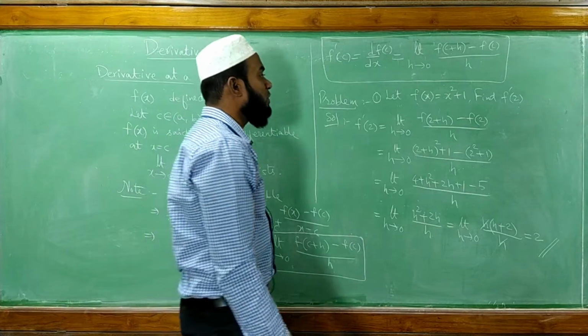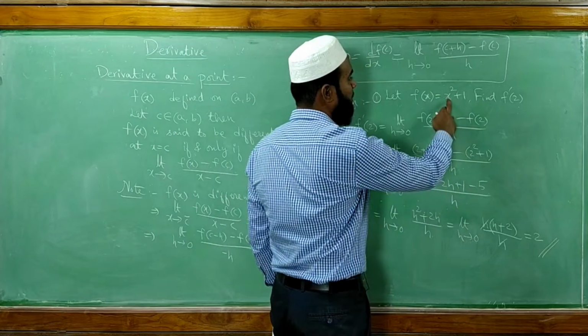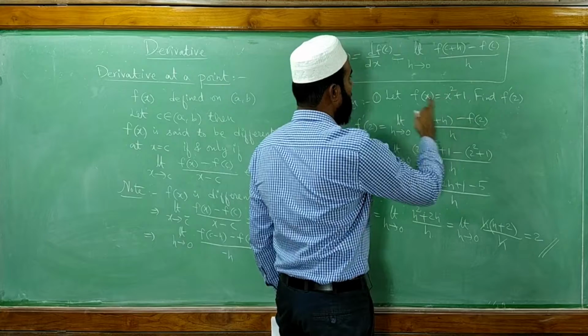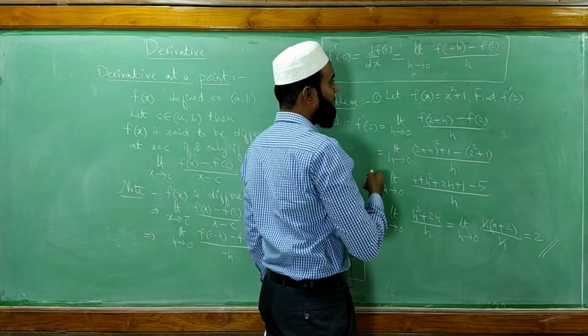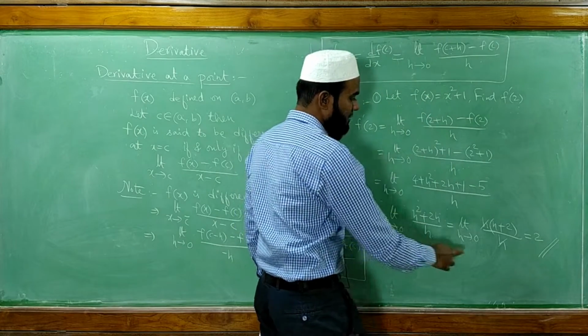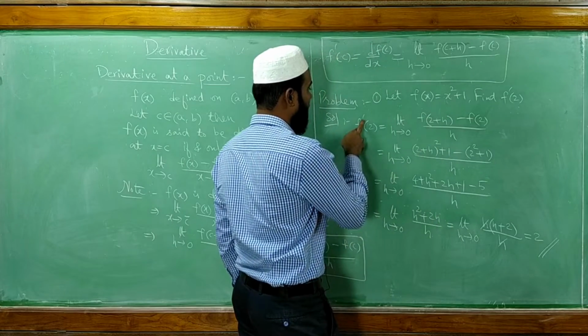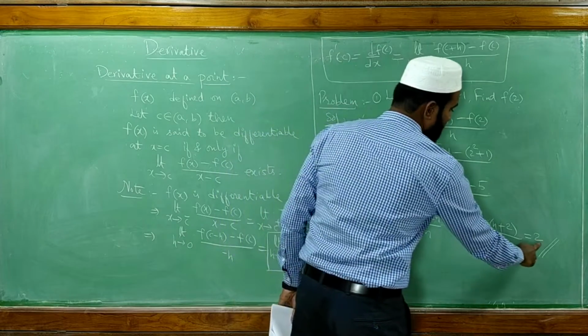Right? Because we don't know the formula, we have not yet established the formula for derivative of x power n. So we have to use the definition that we have seen just now. By using the definition, the derivative f dash of 2 is 2.